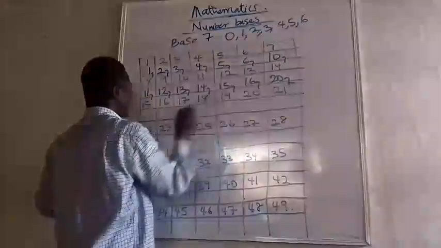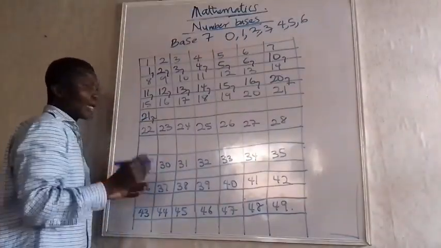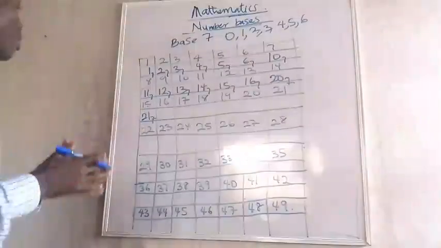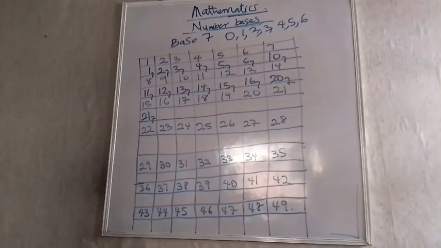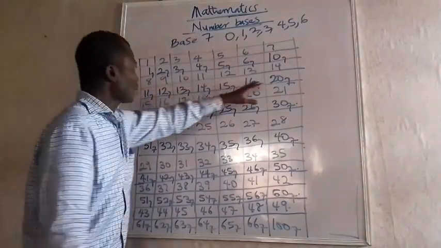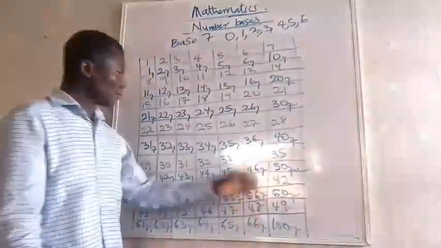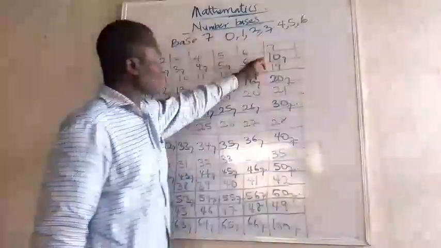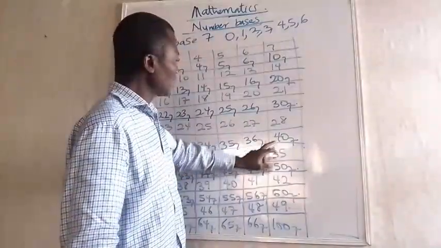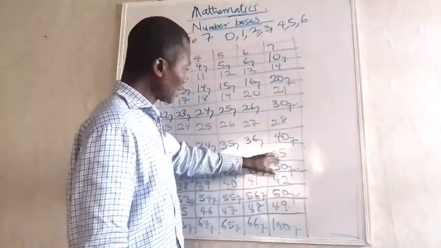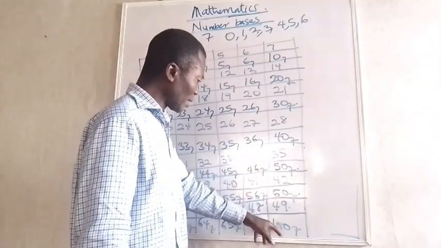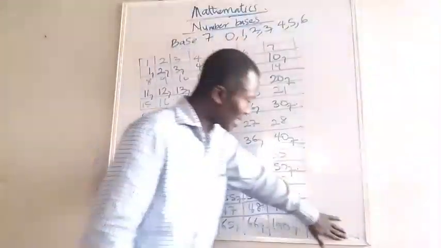When you get here, it's going to be 21 base 7. So as I said, do it for all numbers that you can do, and you will see. Now you can see, I have completed the table. Look at the places of interest: 7, 14, 30, 40. You can see 50, that is 35, 60, 42, 100, 49. Look at how we get to this.